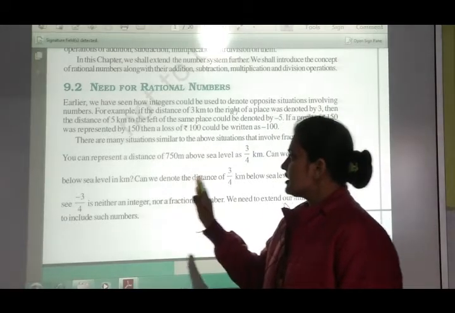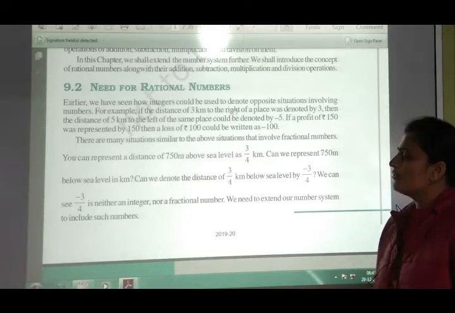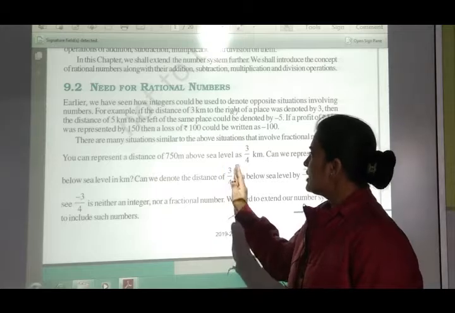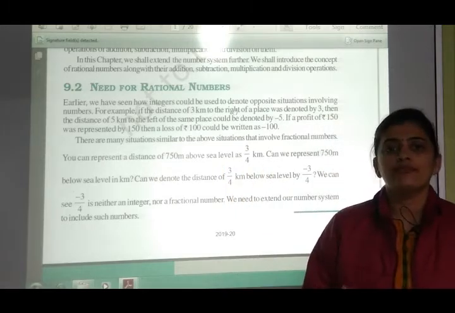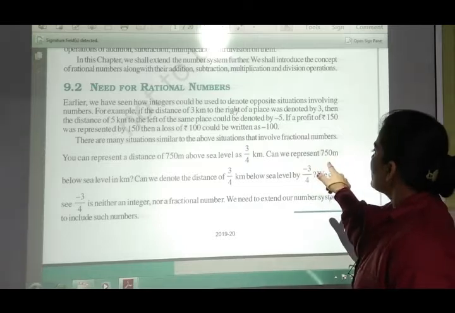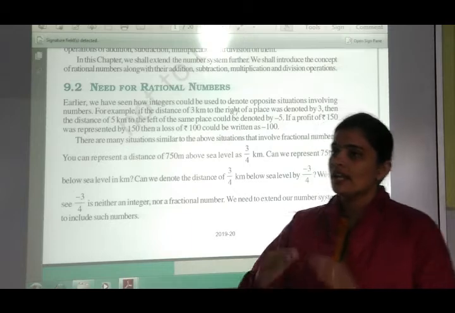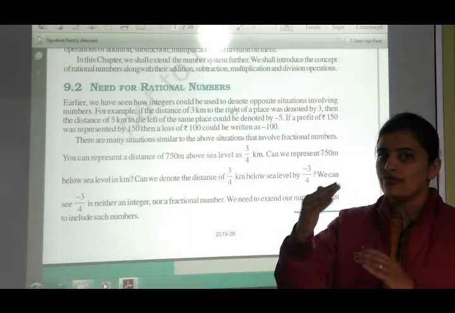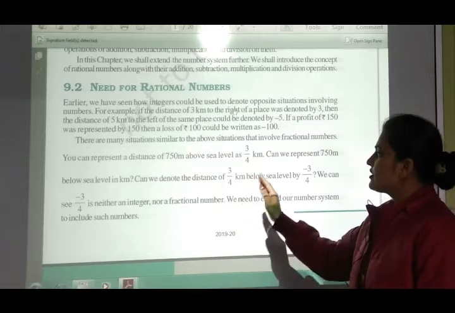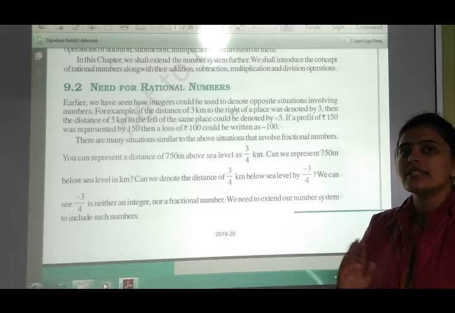You can represent a distance of 750 meter above sea level as 3 by 4 kilometer. Can we represent 750 meter below sea level in kilometer? Now above is the positive form, so below will be the negative form. So can we denote the distance of 3 by 4 kilometer below sea level by -3 by 4?